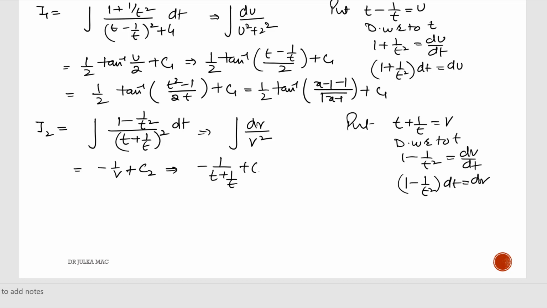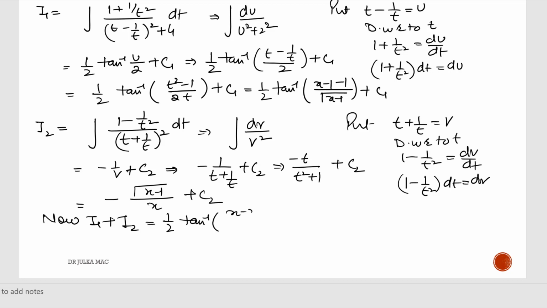Replace v by t plus 1 by t, and after simplifying we'll get minus t divided by t square plus 1, where the value of t is root x minus 1. Now I1 plus I2 equals to half tan inverse (x minus 2) divided by root x minus 1, minus the root of x minus 1 divided by x, plus c, where c denotes c1 plus c2.